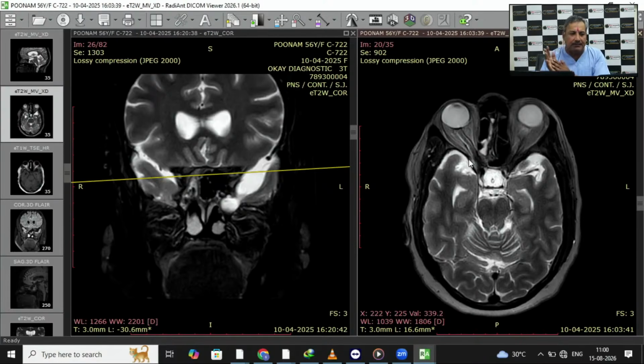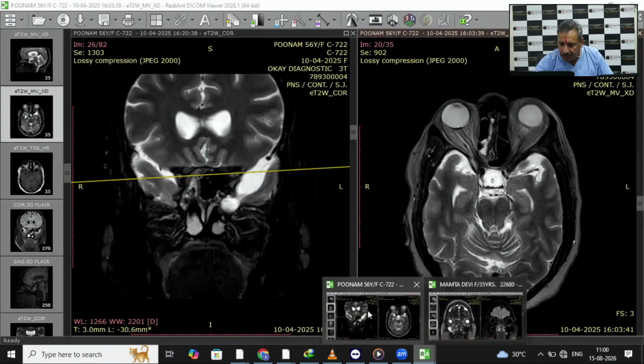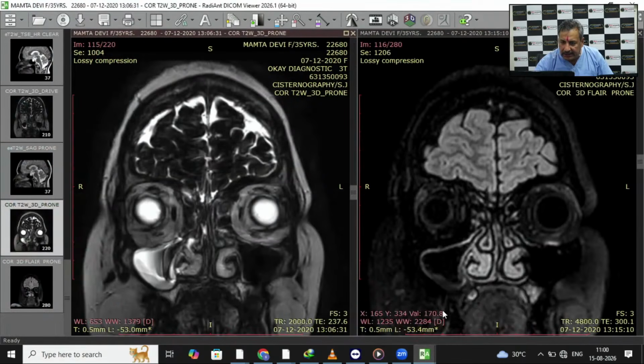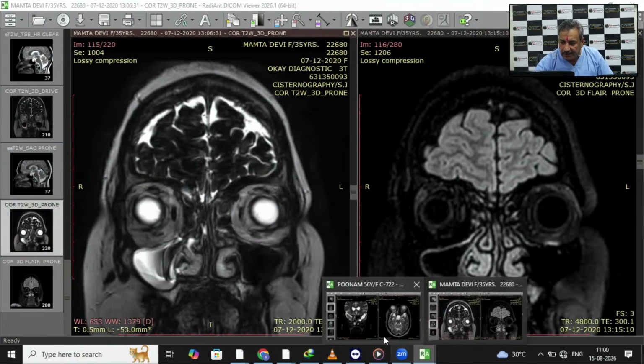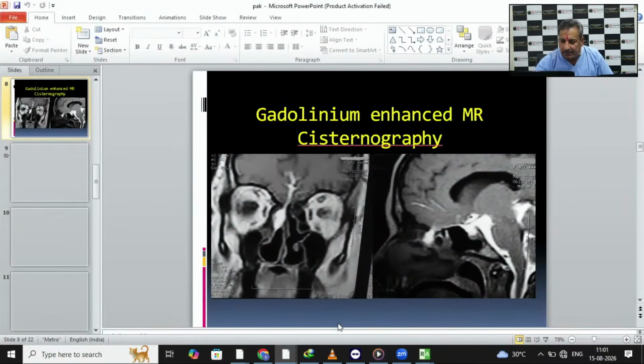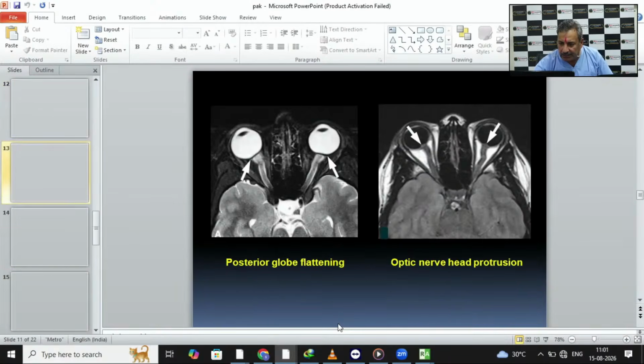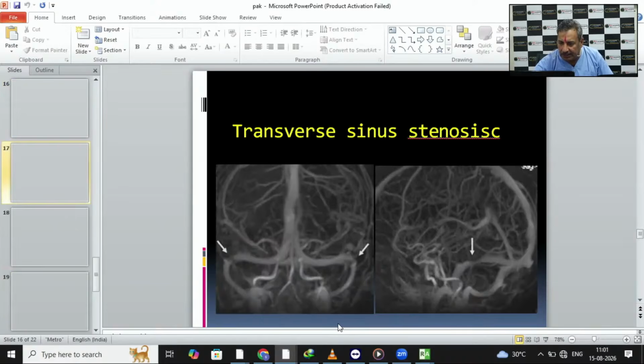And number three, the venogram. We have seen cases of venous stenosis many a time, where there is high venous pressure and the fluid is not absorbed. Let me show you some pictures. See this.